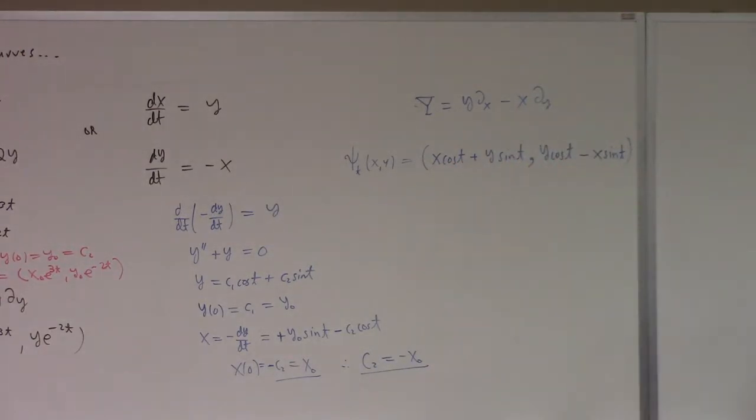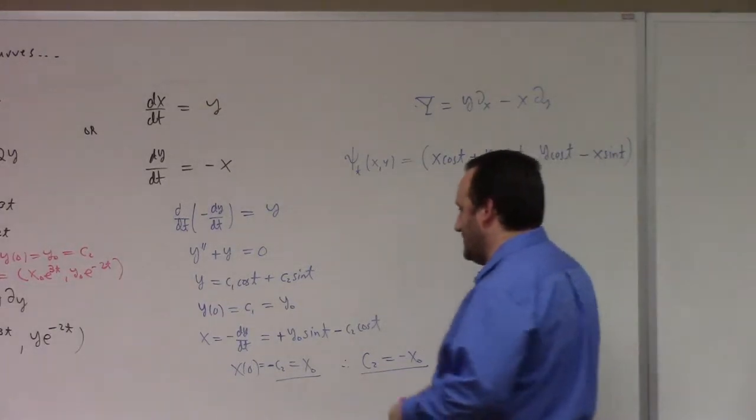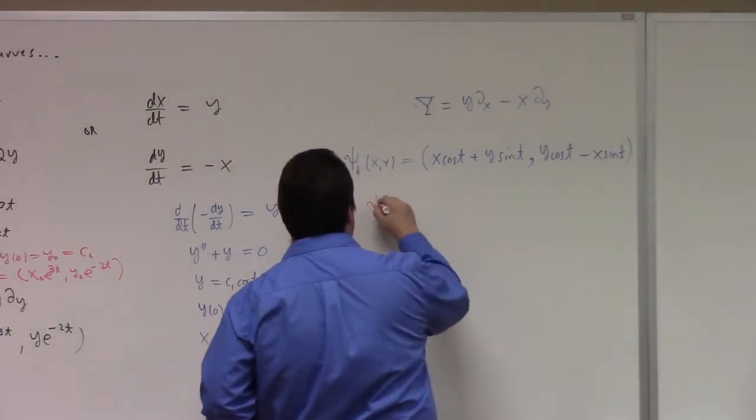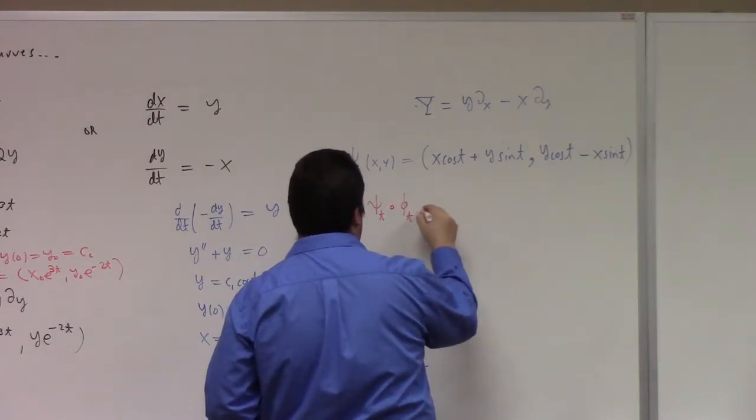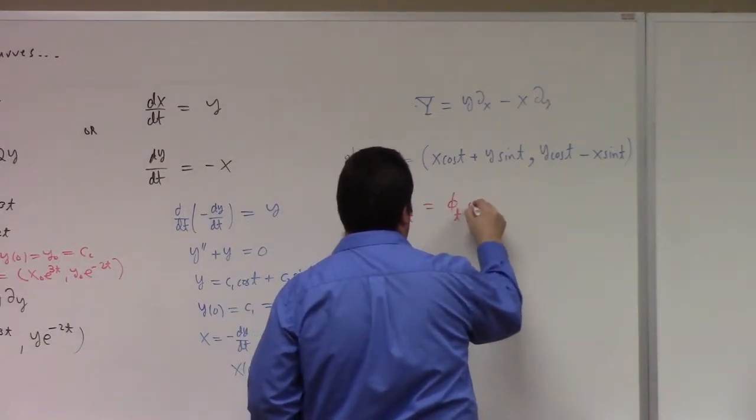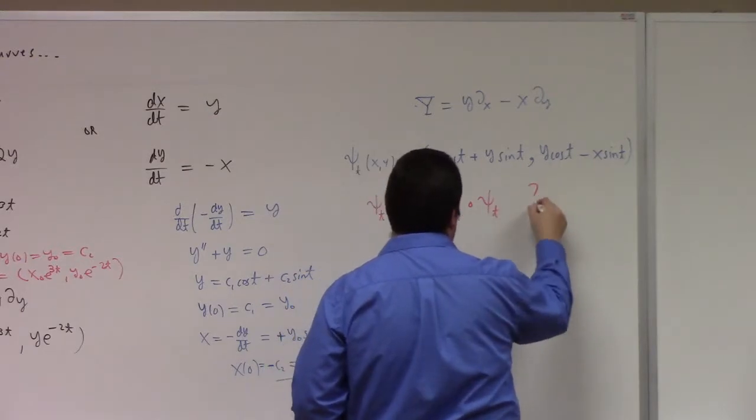So what do you think, guys? Would these flows commute? If I were to ask you, is it going to be the case that psi sub t composed with phi sub t is equal to phi sub t composed with psi sub t?